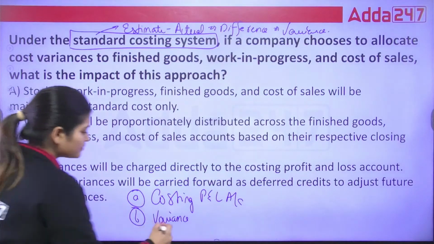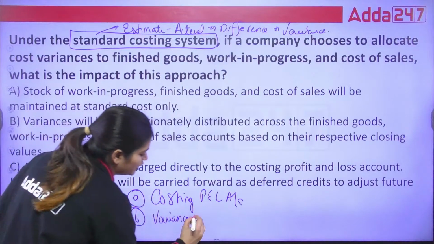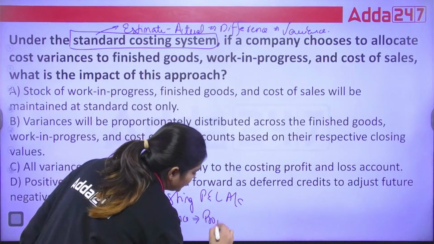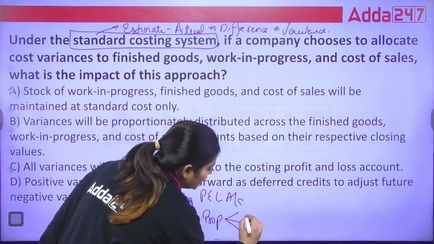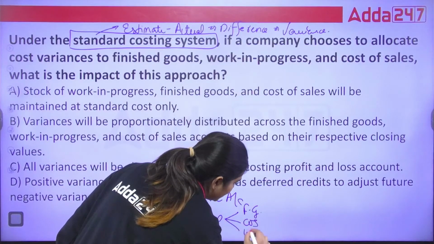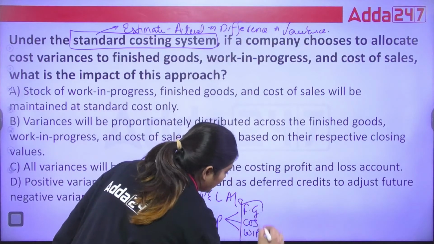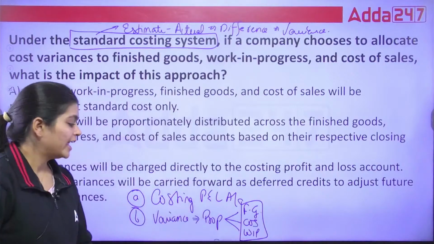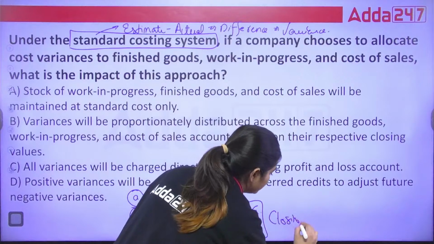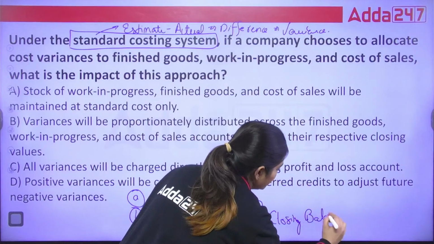So what second treatment can you do for this variance? You can transfer proportionately to the closing balance of finished goods, cost of sales, and WIP. You can distribute the variances in the proportion of the closing balance of these three. This is what you can do.